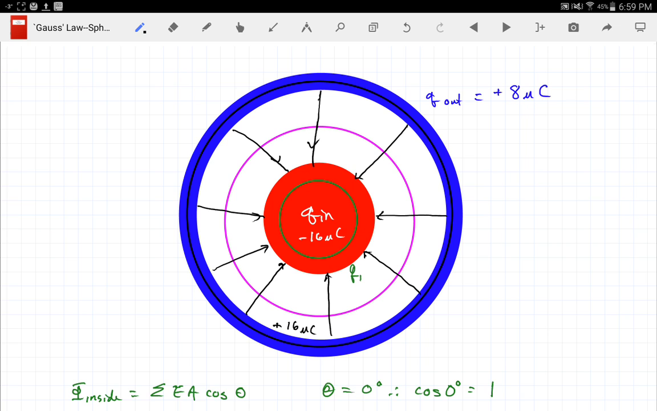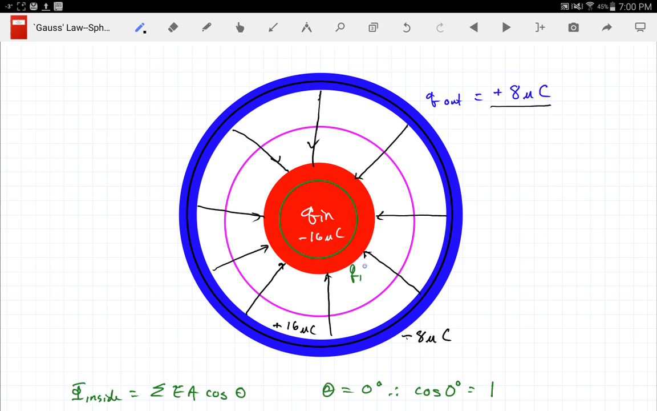Now, the last step I'm going to do is to say, well, what would the charge on the exterior of this be? I know that I have a total of 8 microcoulombs on this outer shell, and I have positive 16 on the inside. So how much is on the outside? Well, I'm going to have this 16 plus whatever's on the outside equals 8. Or solving it, 8 minus 16 is minus 8. So I have minus 8 microcoulombs on the outside of this shell. So now I've answered the question.